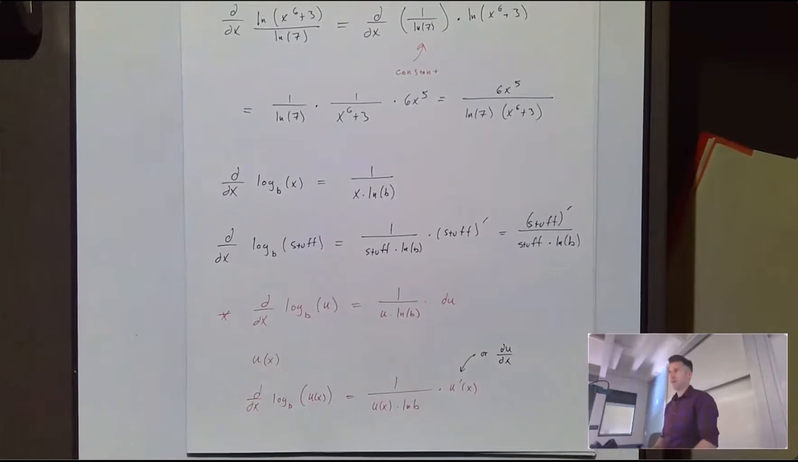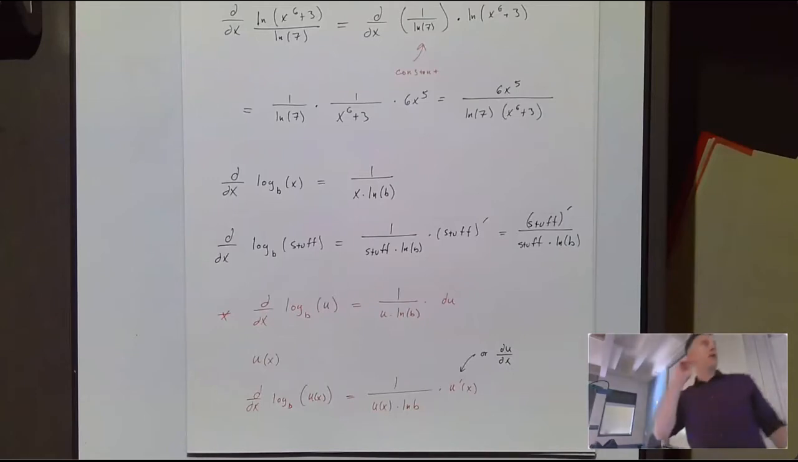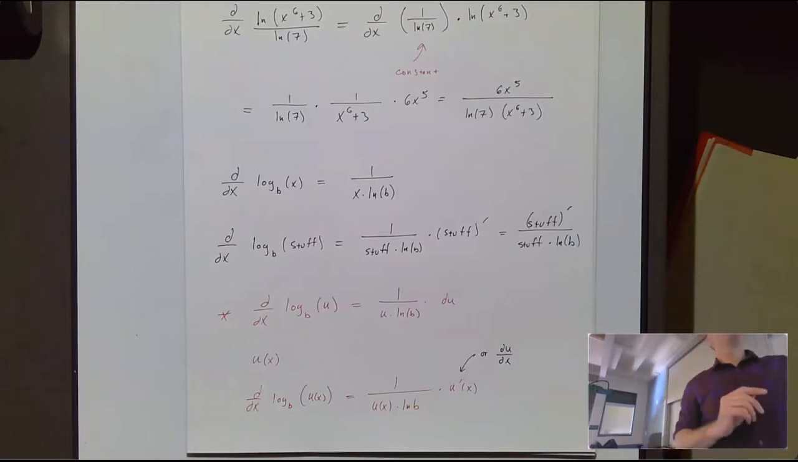Same idea. But really, the rule is just 1 over the stuff, natural log of the base times the derivative of the stuff. So I think it's, okay, question. Why did we not get the derivative of 1 over ln of 7?